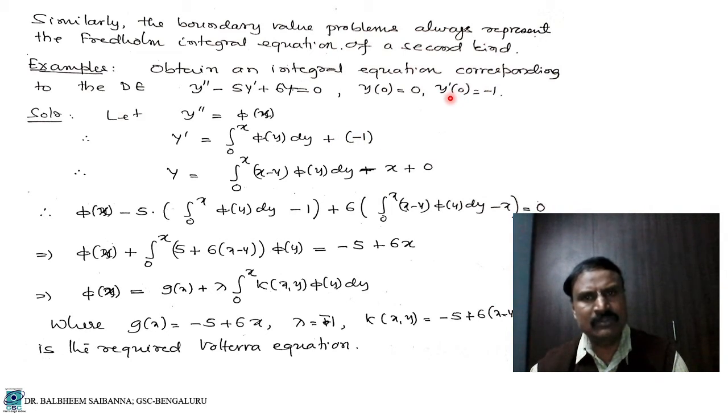What is the y dash of 0 value? y dash of 0 is minus 1. So c1 is equal to, when x is equal to 0, this is 0. c1 is minus 1. That I substituted here. Again, this one we integrate, y dash integration is y, and we have a 2 times here. How will we get it? Integral 0 to x phi of y dy square.